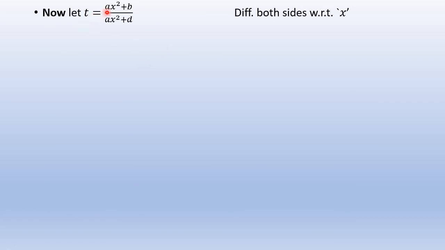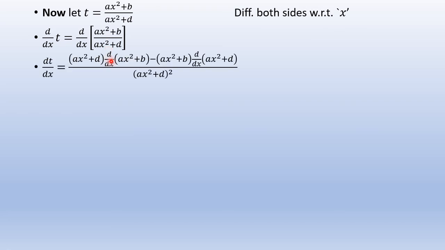Now let t equal (ax² + b) divided by (ax² + d). Differentiate both sides with respect to x. dx by dt, we get dt by dx on this side. On this side we have to take the derivative with the help of the quotient rule. So we apply the quotient rule here.